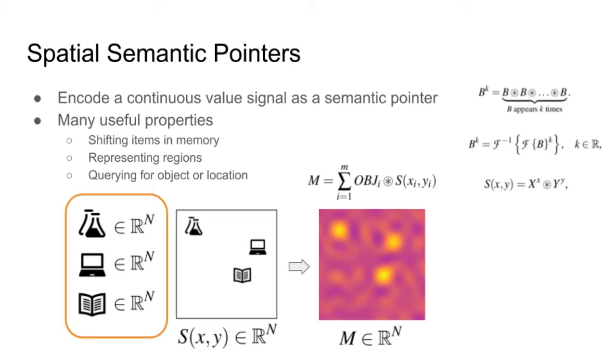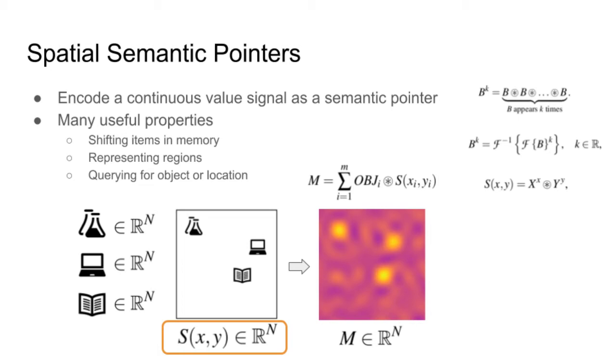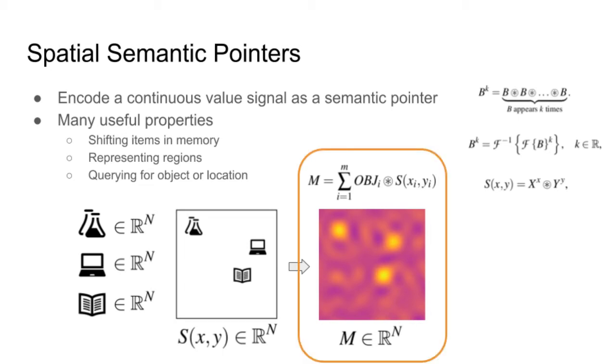In the example shown here, there are three objects which are each represented by an n-dimensional vector. The spatial semantic pointer for any xy location is also an n-dimensional vector. Each object can be bound to its location and summed together, the result being a memory vector, which is also still n-dimensional.